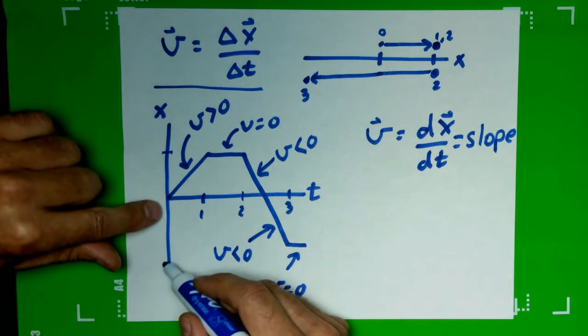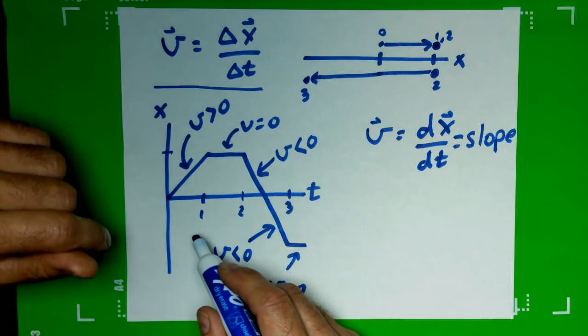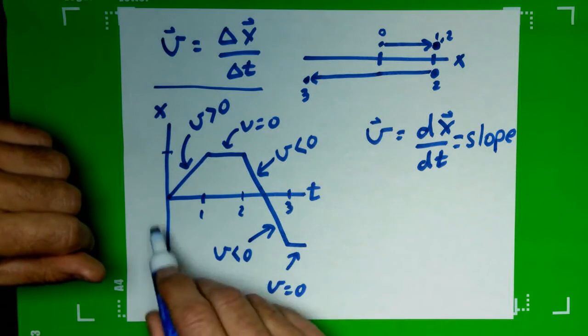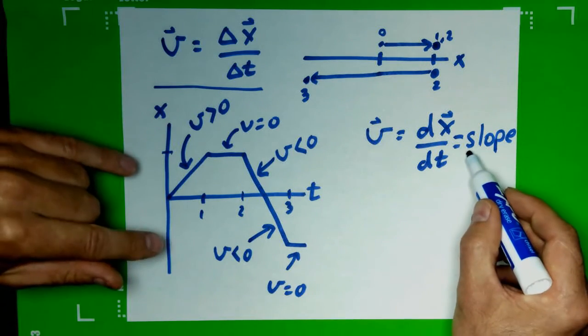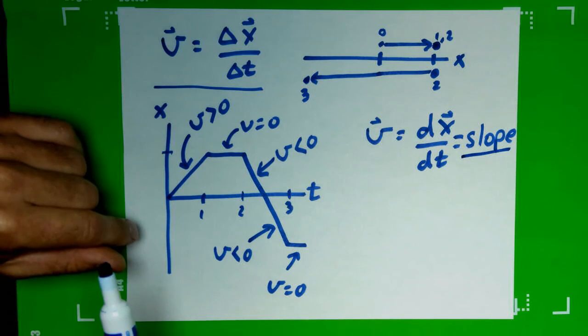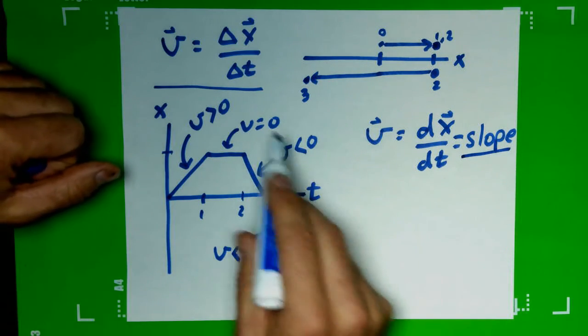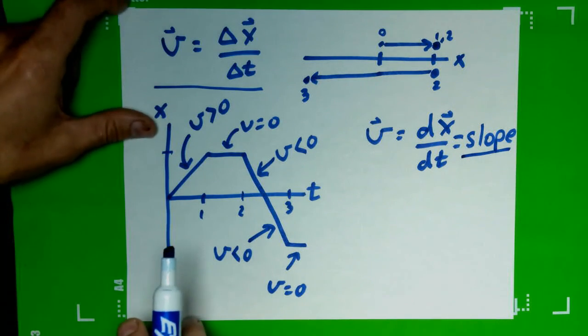I could have had a positive increase in the negative region. It's still a positive slope. I'd get a positive velocity. And so there's all sorts of possibilities here, but the basic idea is that the velocity is equal to the slope on a position versus time graph. So that's how we can relate these two quantities together.